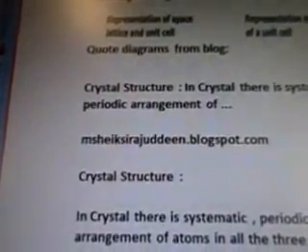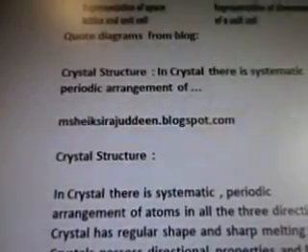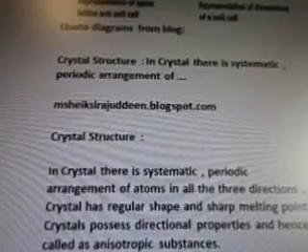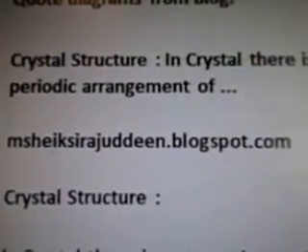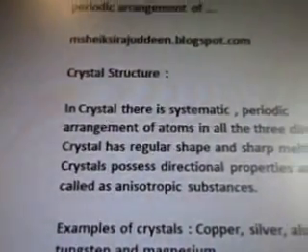I'll probably be editing this video, so I'm going to put 2 lines, 2 videos. Okay, so crystal structure. In crystal there is a systematic periodic arrangement of, so this is Msheiksirajuddeen.blogspot.com. He's got some really good ideas, so I found it on his blog. It's a quote from his blog, okay?